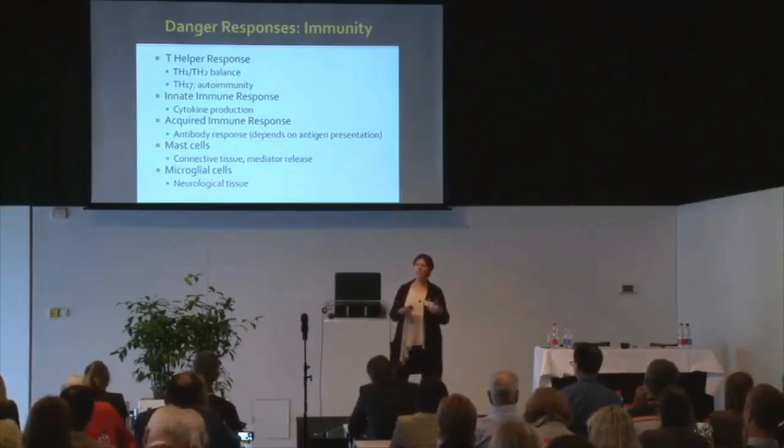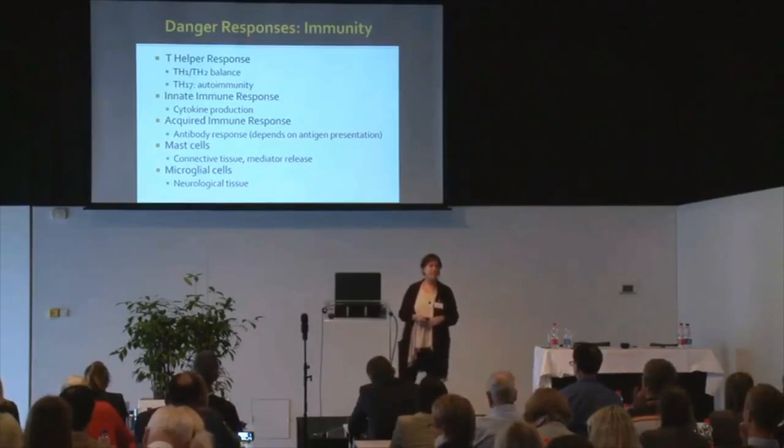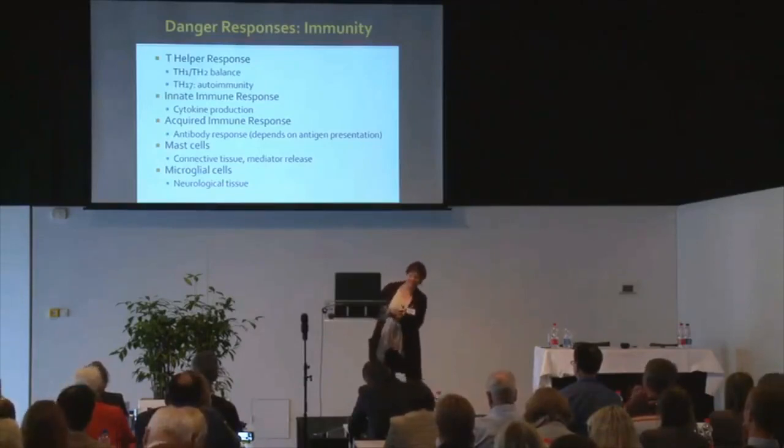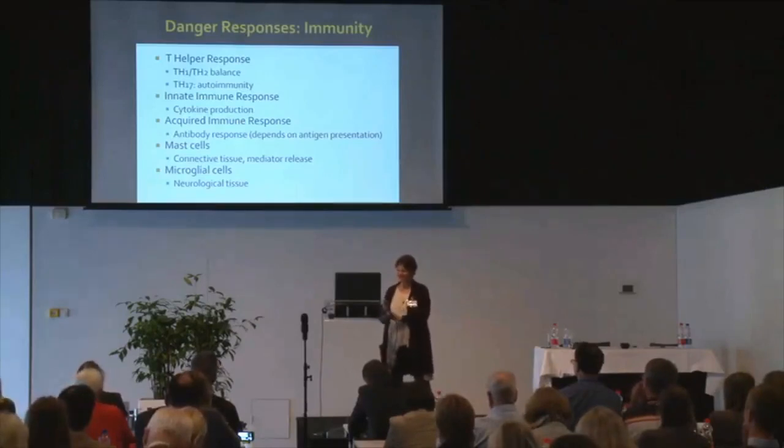So we actually see more of the mast cell effect, even if mast cells are only slightly increased. And then within the nervous system, microglial cells are the immune cells that Dr. Dered talked about yesterday.